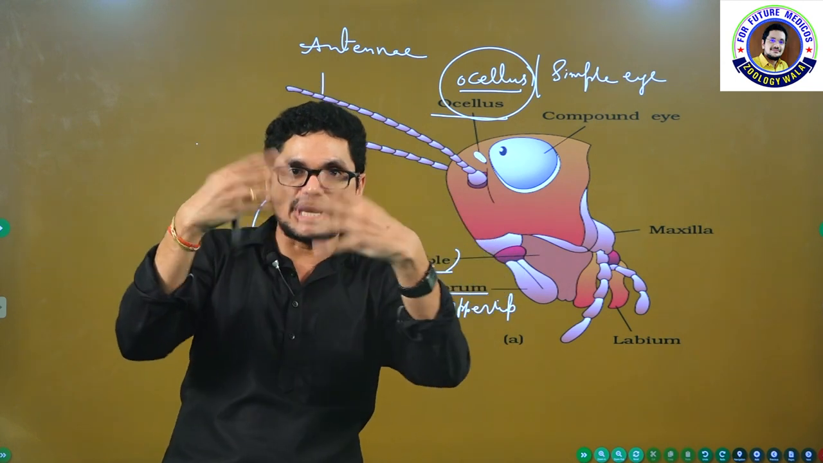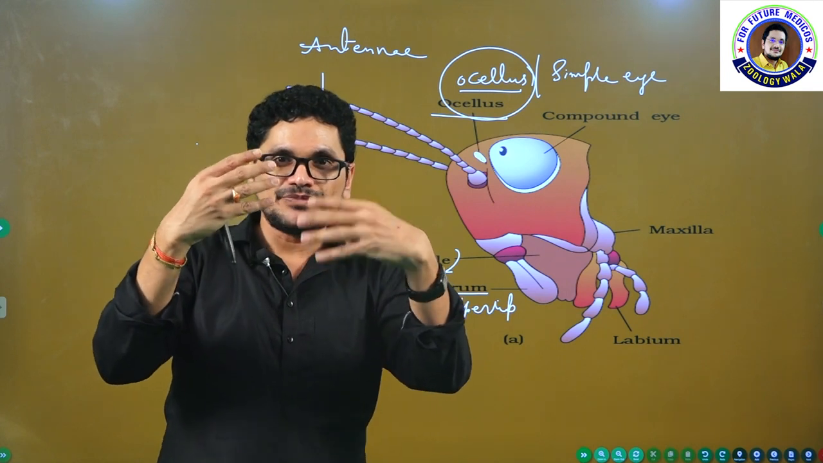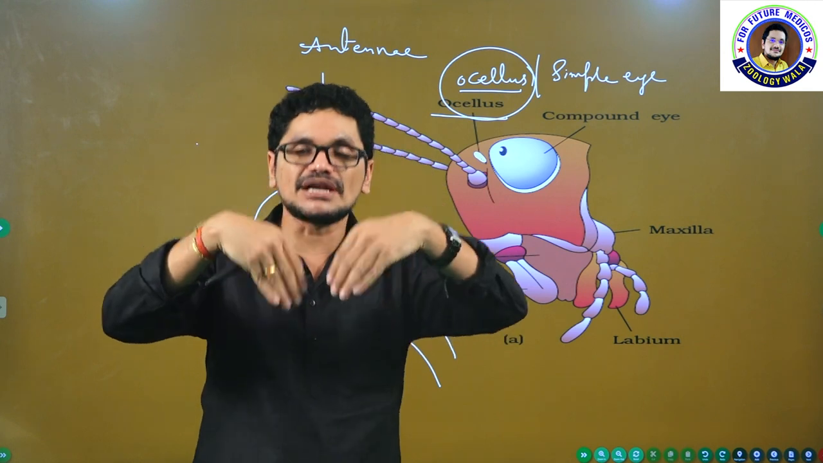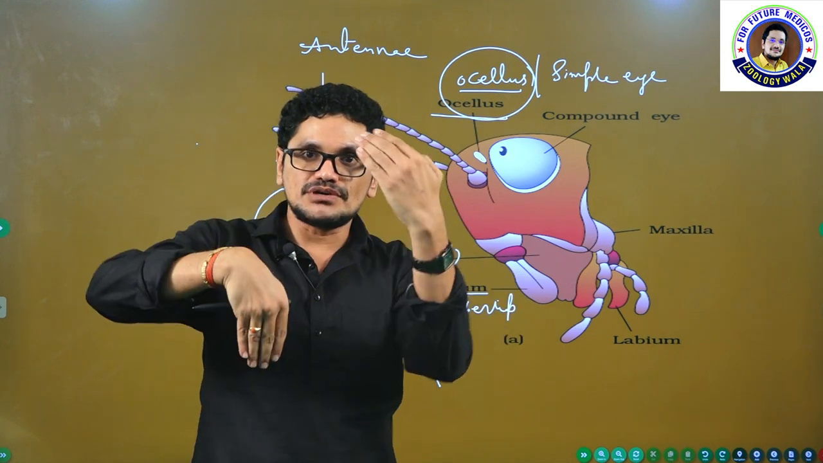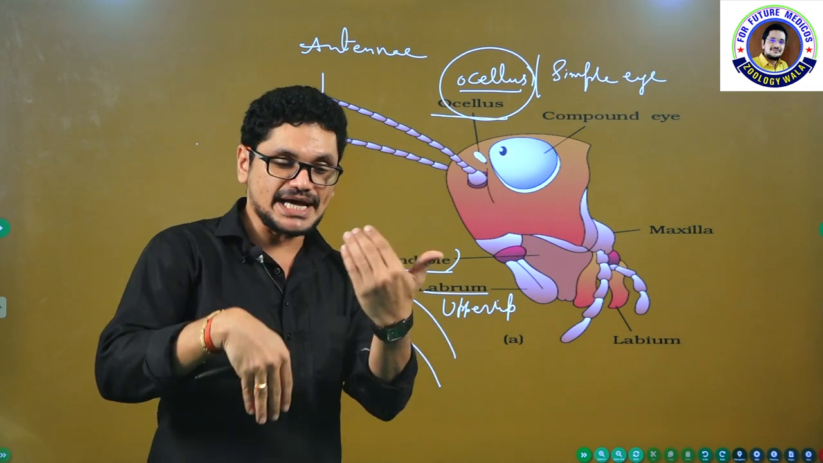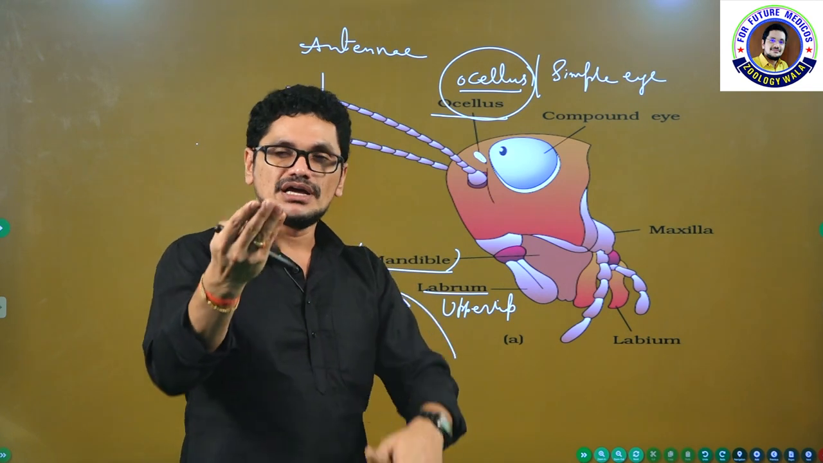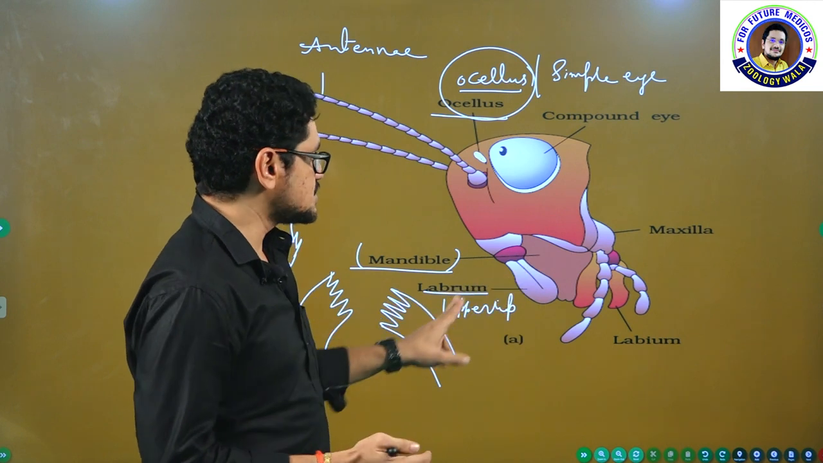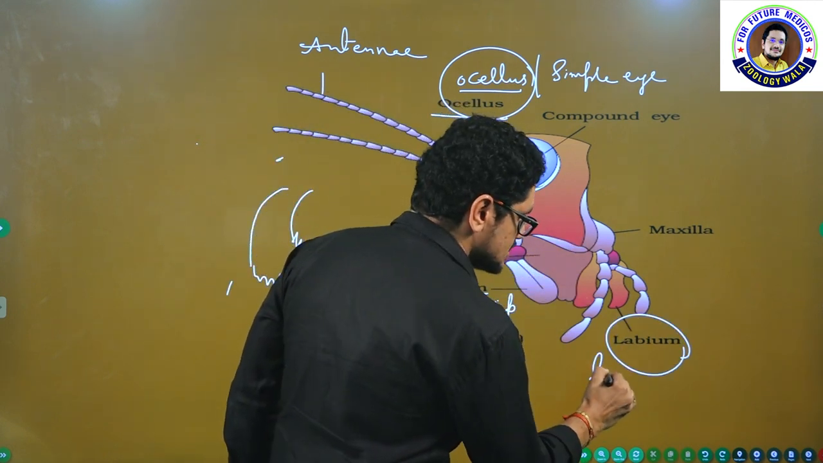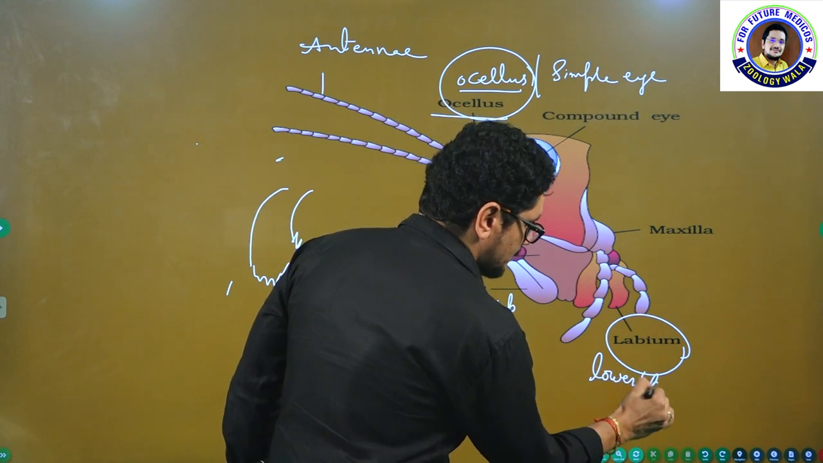The mandibles will move in opposite direction like this, isn't it? If the mandibles move in the same direction, how will the food material be cut so deeply? So mandibles will move in opposite direction because of muscles. Adductor and abductor muscles are present, not required. And here you can see the labium, L-A-B-I-U-M. Labium is the lower lip.